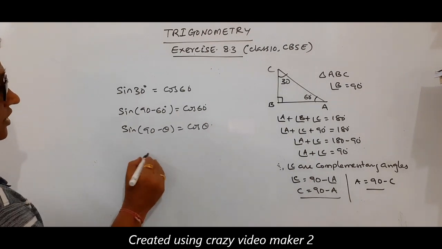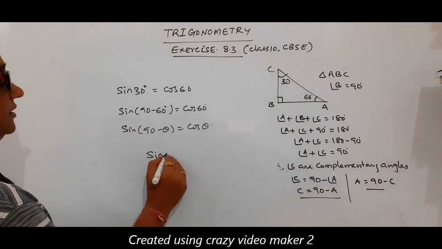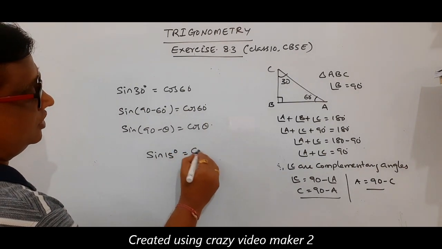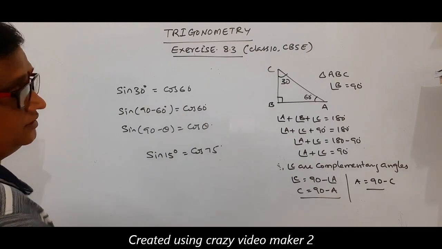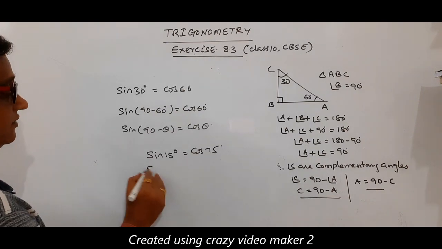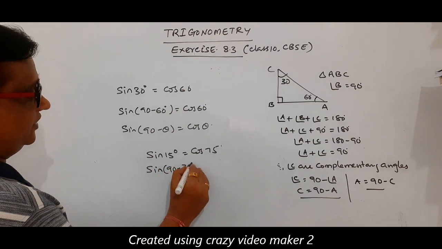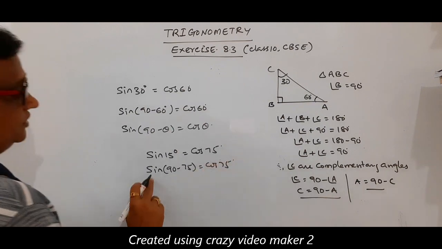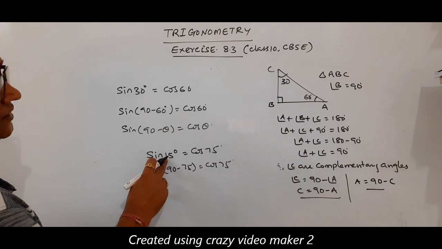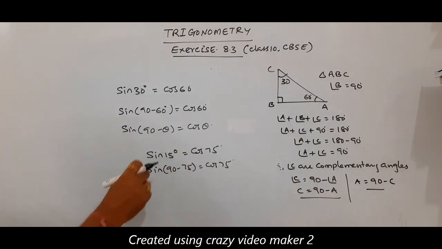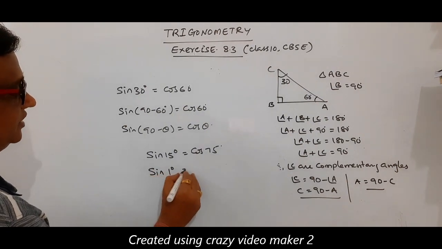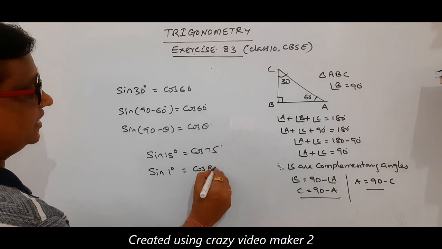When you think about sine, for example, sine 15 degrees is equal to cos 75, because 15 plus 75 is 90. Otherwise you can write sine 90 minus 75 equal to cos 75, because sine 90 minus theta equal to cos theta. So you can rewrite everything using the complementary angle. For example, sine 1 degree you can write as cos 89 degrees.